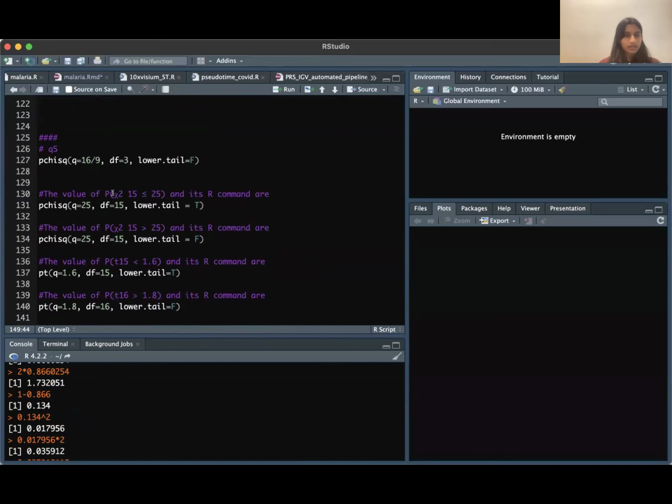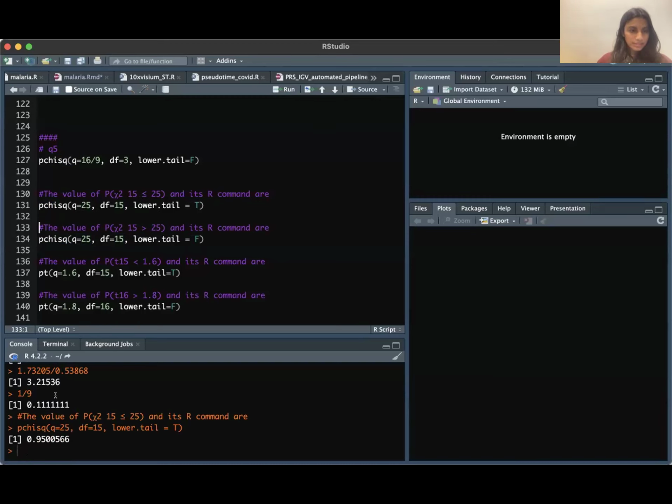So you need to find the value of P of chi-square 15 lesser than or equal to 25. Here your degrees of freedom df is 15 and you have to specify q. So you write this R command: pchisq, q is equal to 25, whatever value is given here, and df is your degrees of freedom, 15, and lower tail is true. Whenever you see lesser than or equal to, your lower tail is the default value. You just substitute this and you get the answer 0.9505.